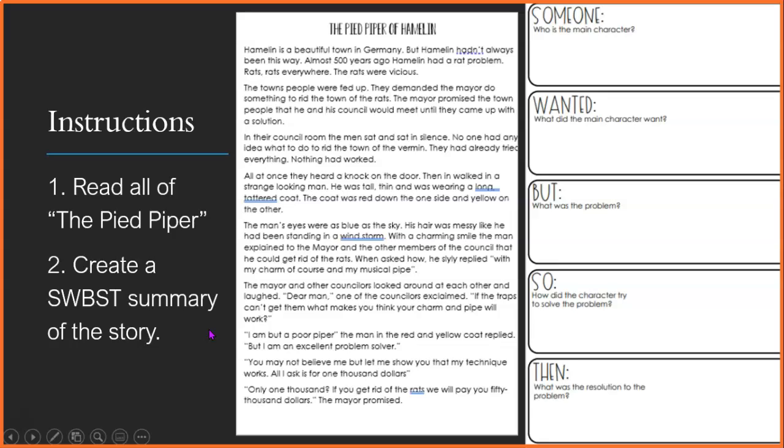So, your independent assignment today. There's a story called The Pied Piper of Hamelin in your OneNote. You need to read all of The Pied Piper and then write your own Somebody Wanted But So Then summary.